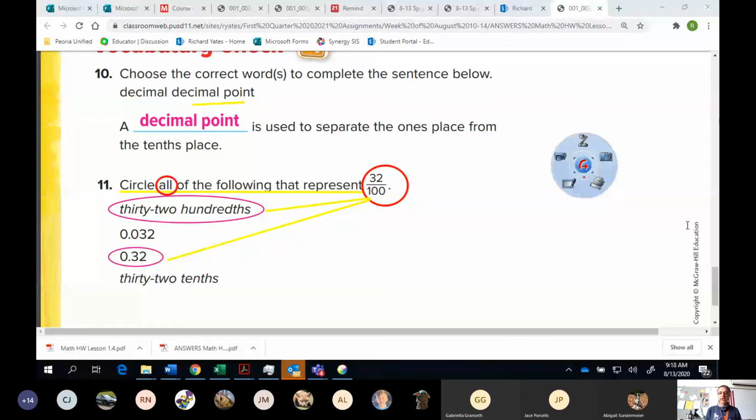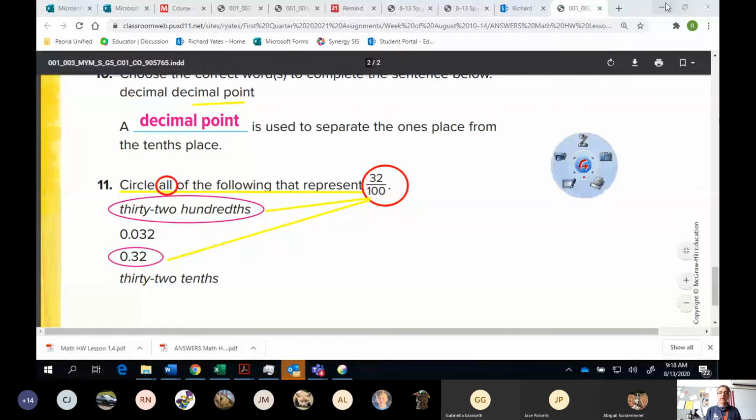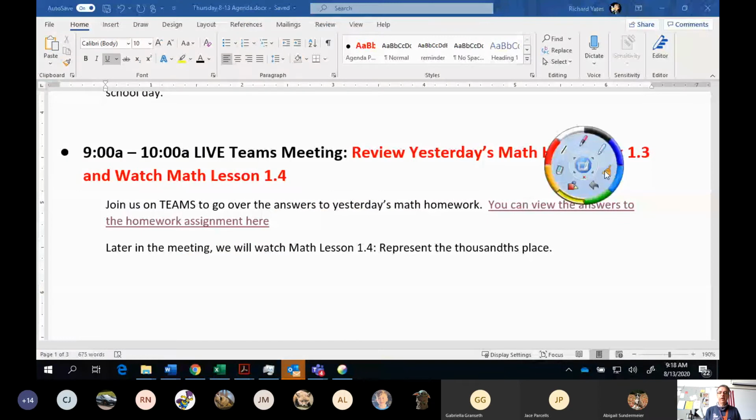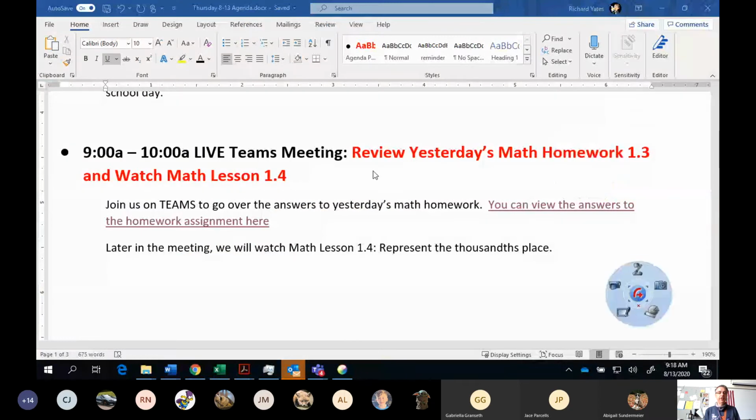We're going to go ahead and move on now to our next assignment, our next part. And let's go ahead and take a look at that. And I'm just going to clear off all this chunk that I've been drawing on the screen. And now we're going to move on to our next part, which is watching math lesson 1.4. That means we're going to be going over how to represent the thousandths place. So don't leave the meeting.